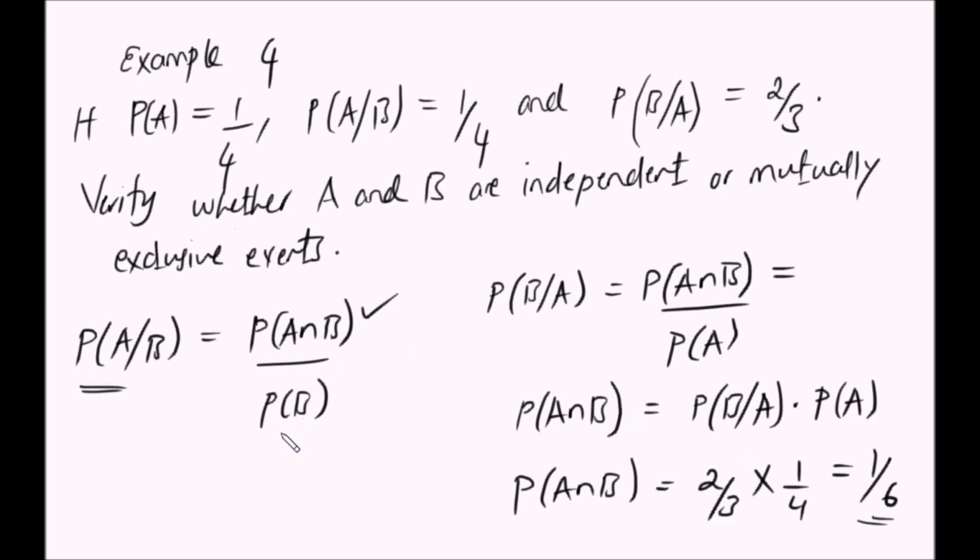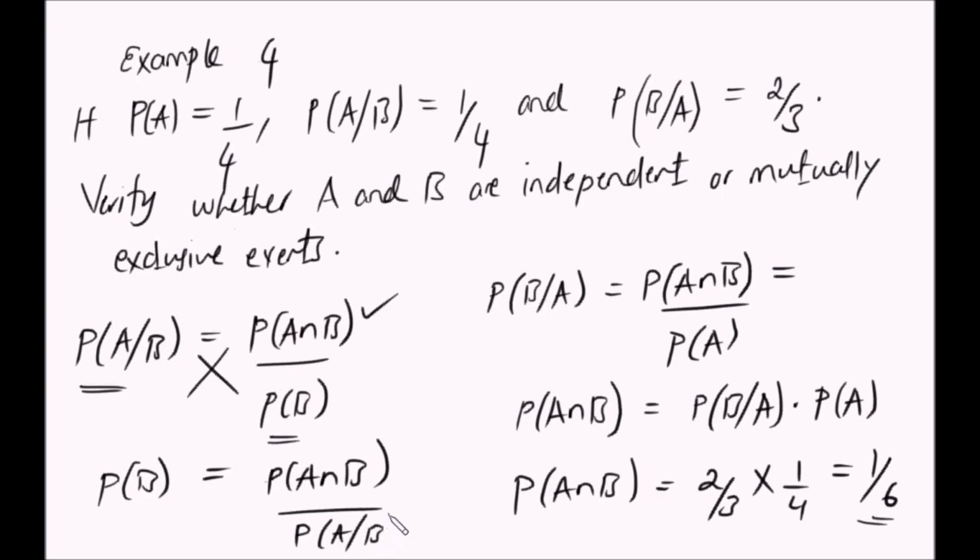What about probability of B? Ndo hatuna. So probability of B sasa, if I make it the subject hapa itakuwa ni probability of A intersection B over probability of A given B. So let me do it on a fresh page now. Kwa hiyo probability of B sasa, A intersection B ni 1/6, alafu A given B ni 1/4, ambayo sasa na nini? 2/3. So it's a probability of B.